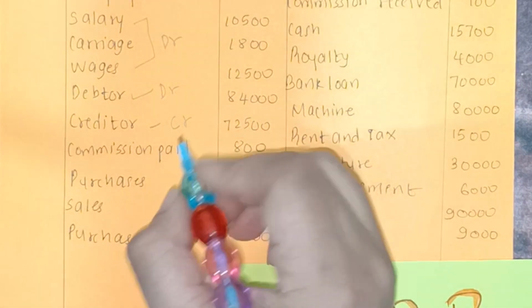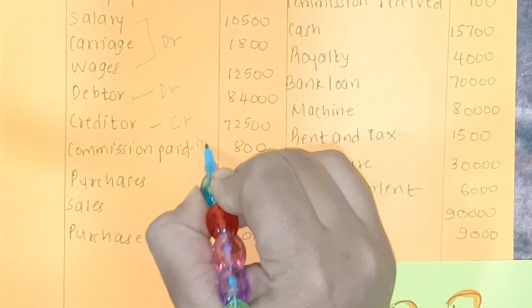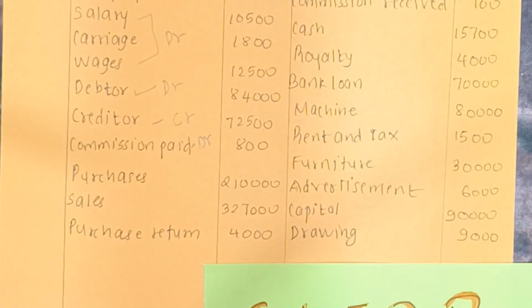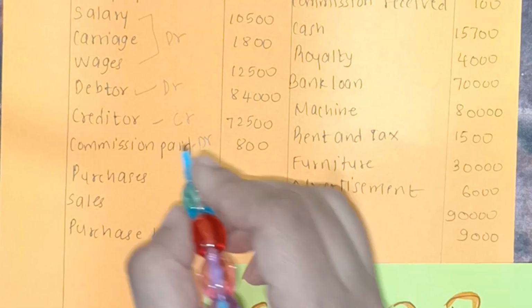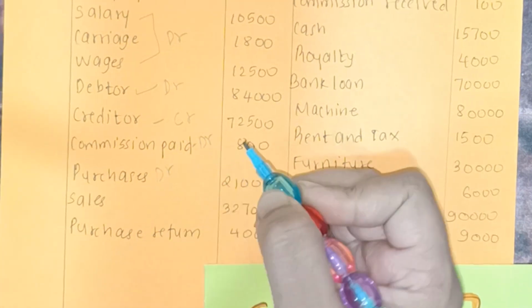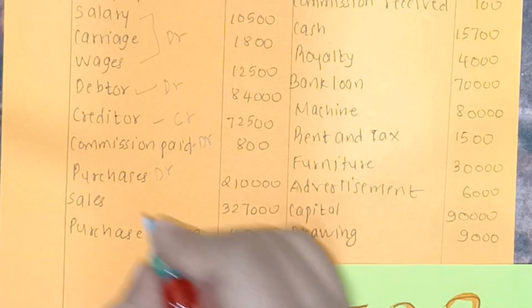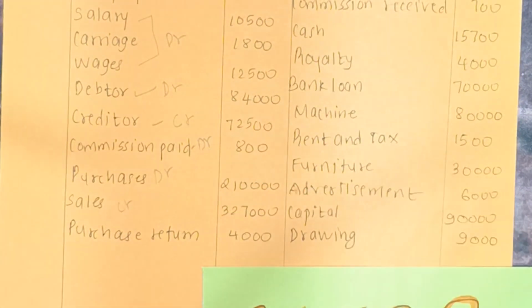Commission paid is an expense to us, therefore debited. Next we have purchases. You should know that purchase is a nominal account, and according to the rule, we debit expenses and losses, therefore purchase will be debited. If purchase is debited, sales is the opposite of that, therefore definitely it will be credited.